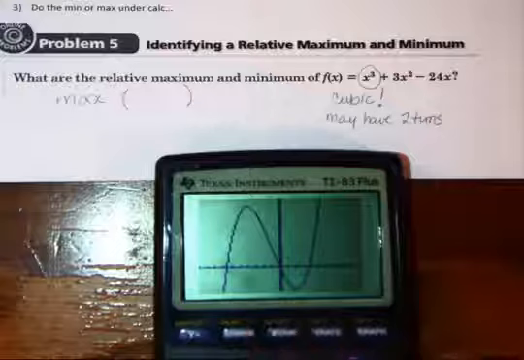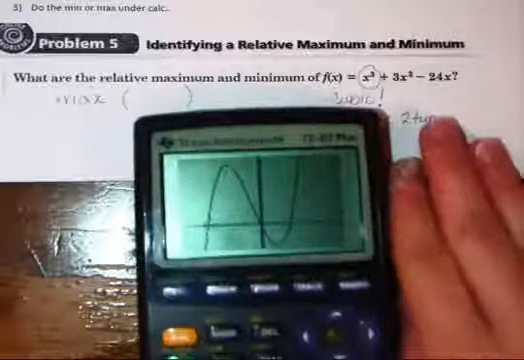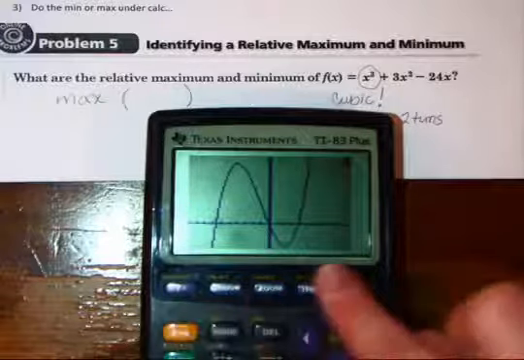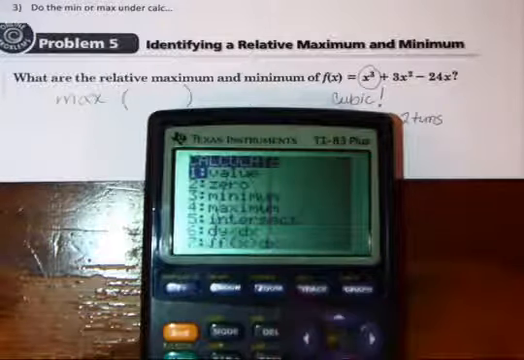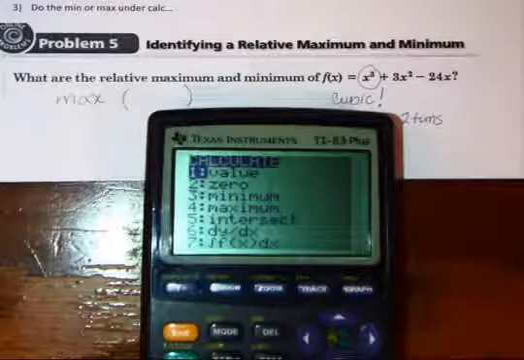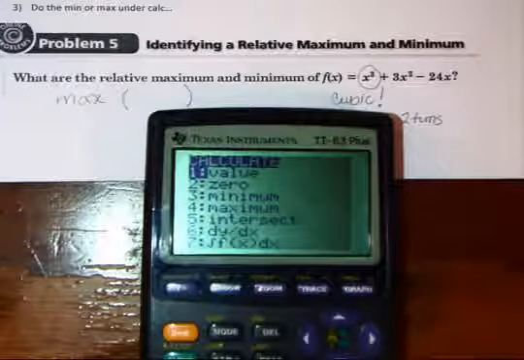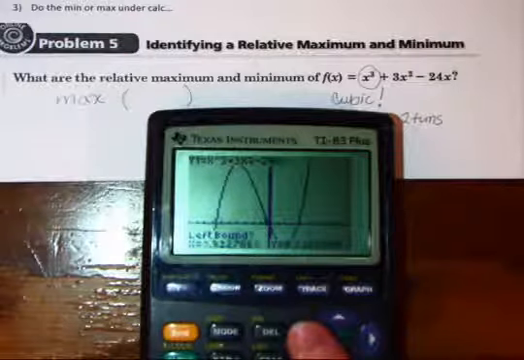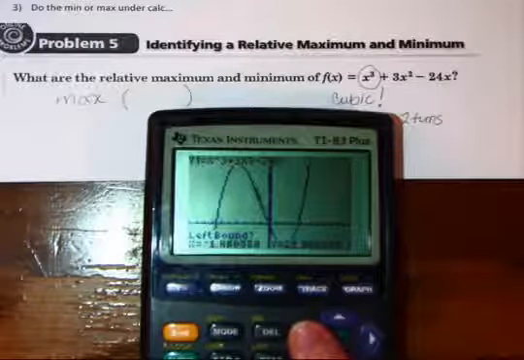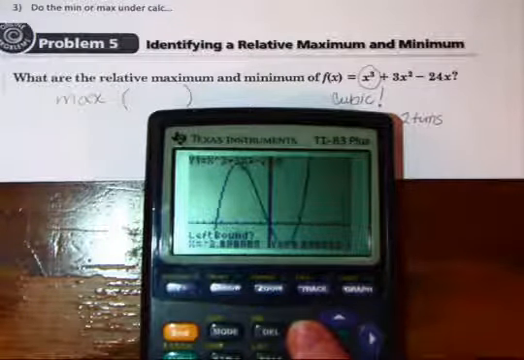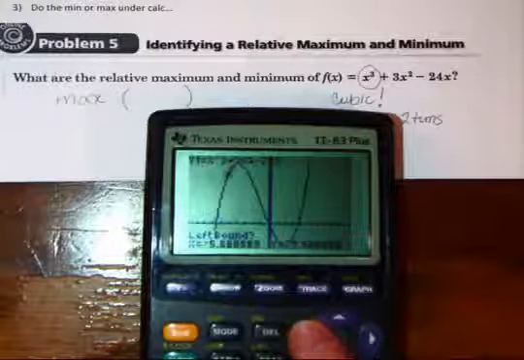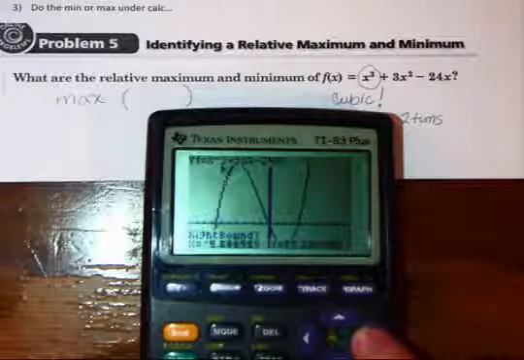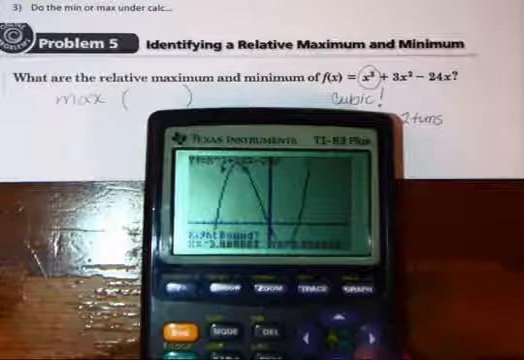Watch carefully. Write some steps down, everybody. Okay, what you're going to do is hit second, trace. Since this is a max, you select number 4. Now what we need to do is find your cursor. It asks you to go to the left of the turning point. So I am to the left. I will hit enter. Now it wants me to go to the right. I'm going to hit enter now.